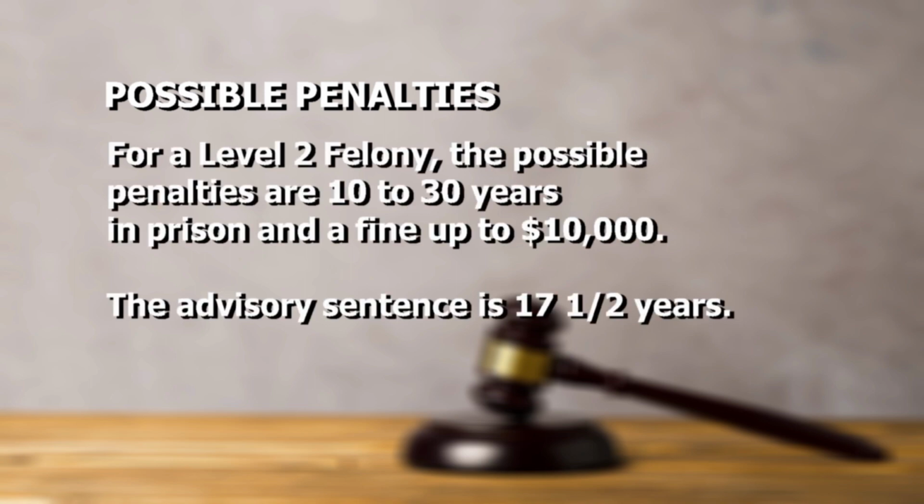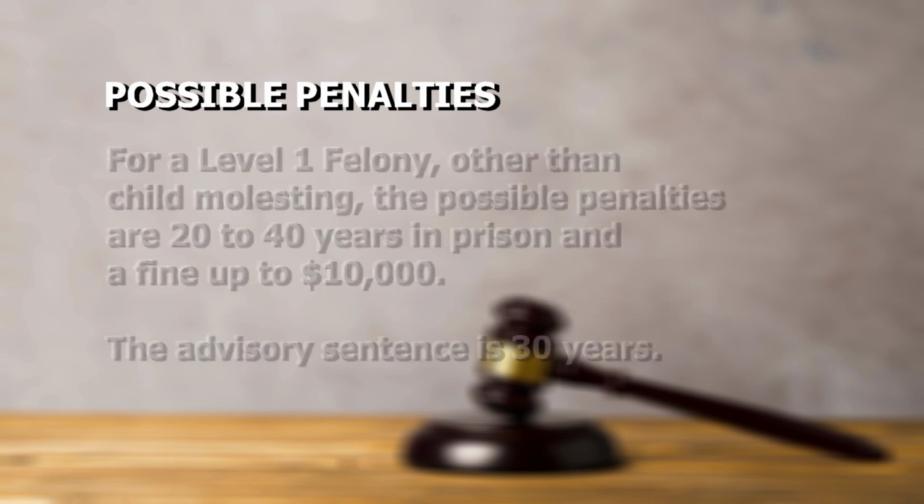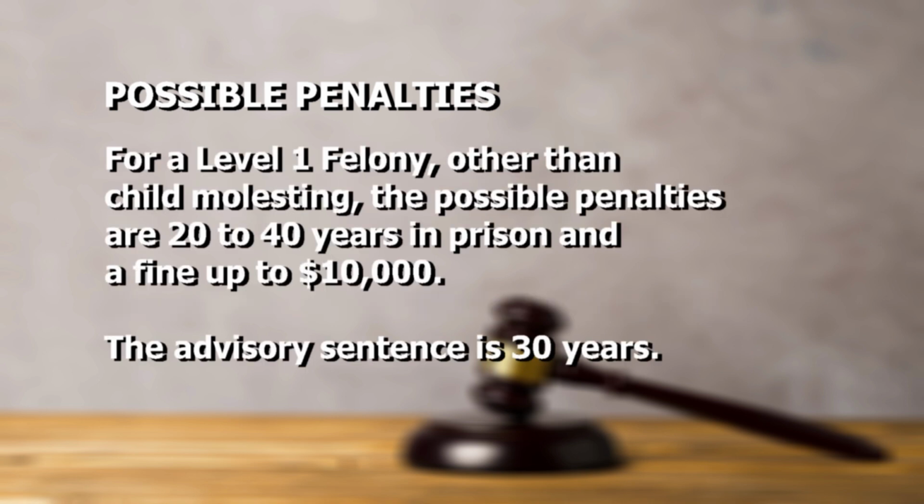For a Level 2 felony, the possible penalties are 10 to 30 years in prison and a fine up to $10,000. The advisory sentence is 17.5 years. For a Level 1 felony other than child molesting, the possible penalties are 20 to 40 years in prison and a fine up to $10,000. The advisory sentence is 30 years.